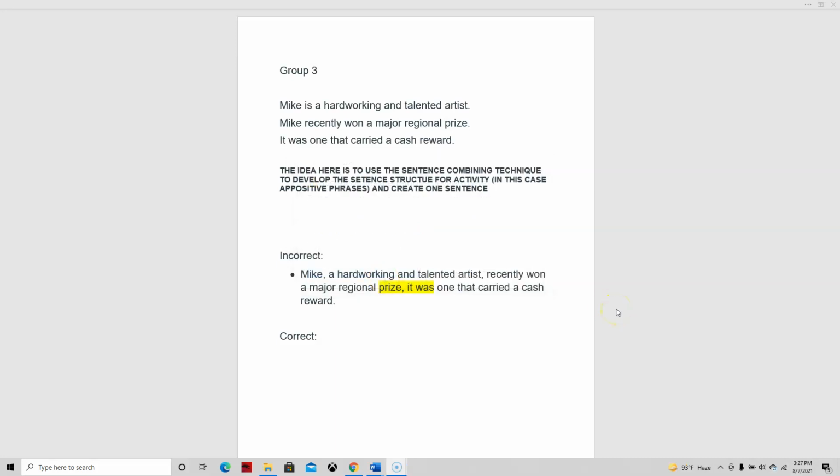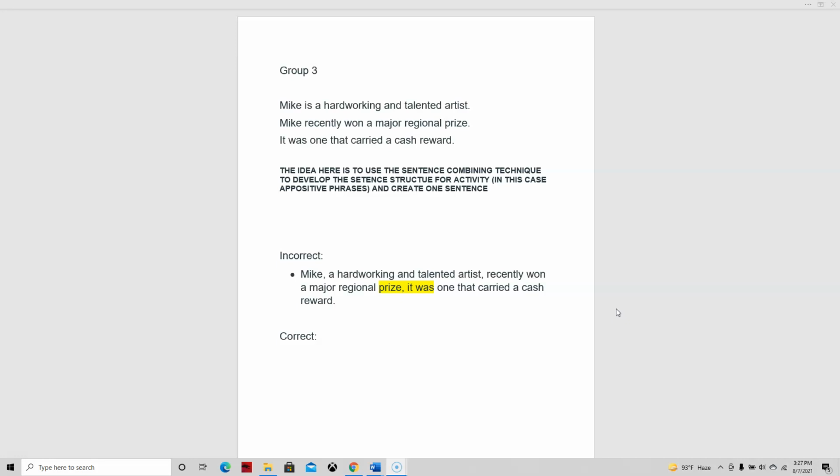Hi class, I just wanted to make a quick video now that I've gotten through all of the appositive phrases. There's a little bit of confusion about what exactly to do, and I think the most common error was that people were making comma splices.